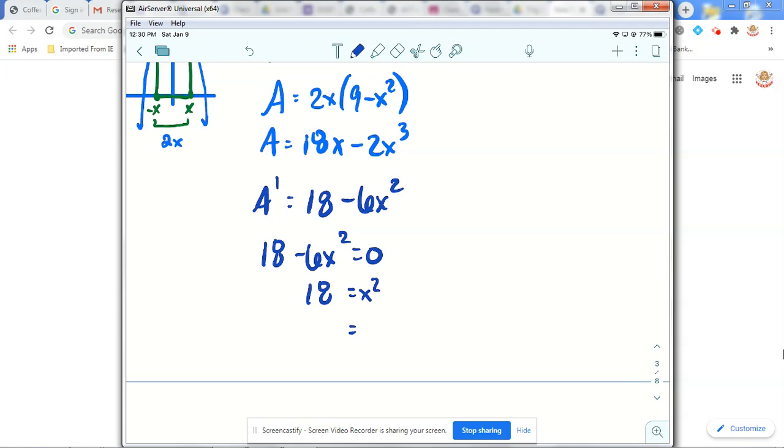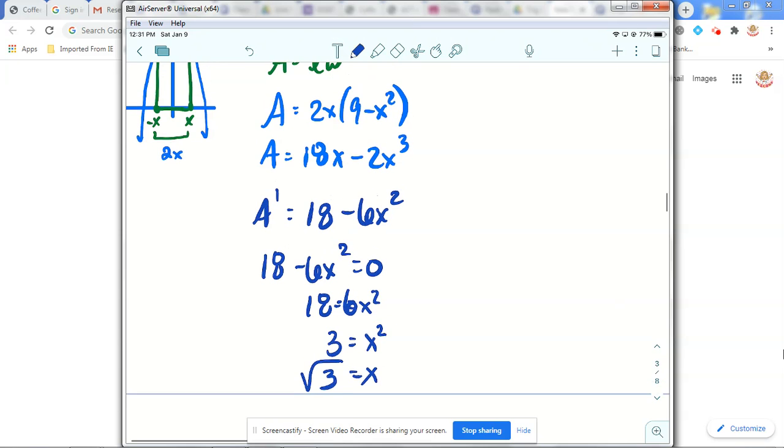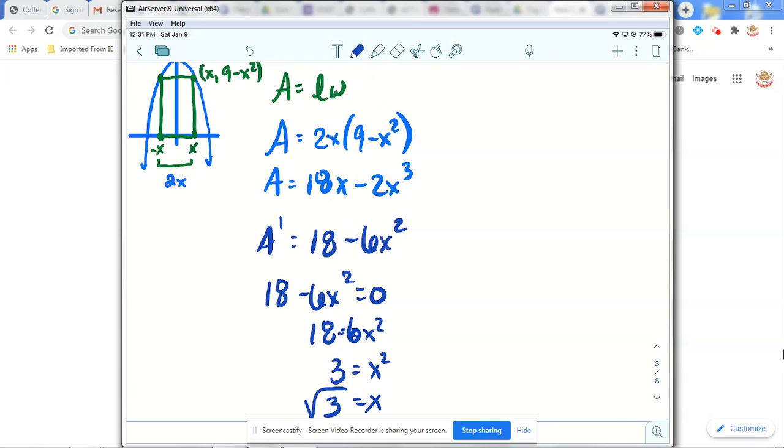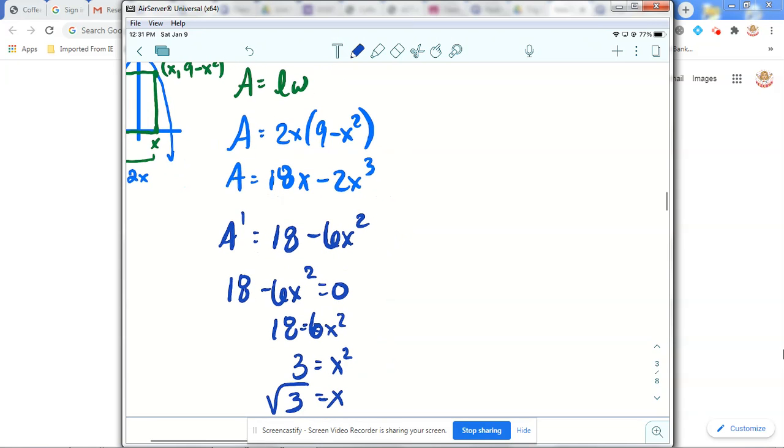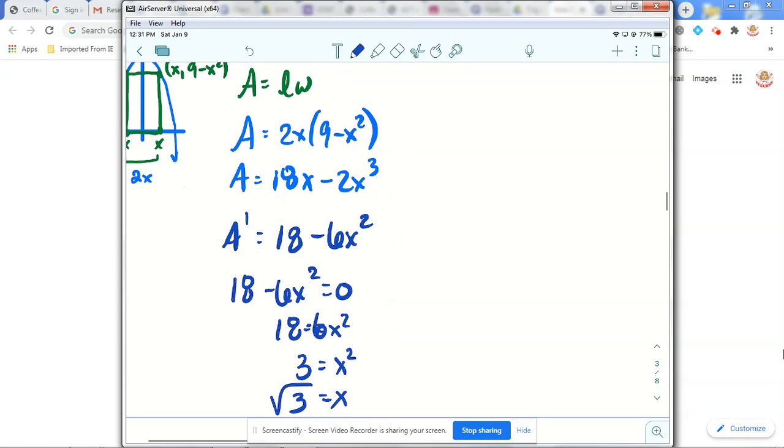Oops, I forgot my 6. So we get the square root of 3. Let's make sure. I kind of know because I know that, well, no, I don't know. Because that's a cubic function, so we could have all kinds of things going on with it. So let's double check with the second derivative.